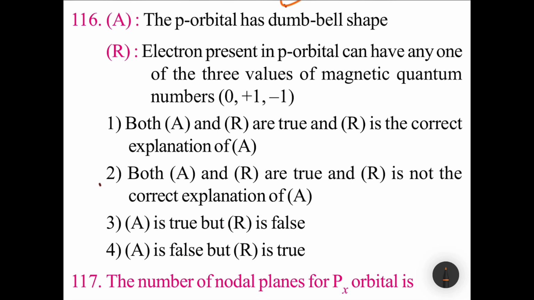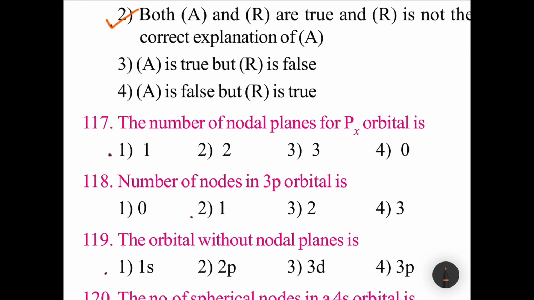The p orbital has a dumbbell shape, correct? Electron present in p orbital can have any one of the 3 values of magnetic quantum number. Of course, correct, but there is no relation between them. Both statements are right statements.